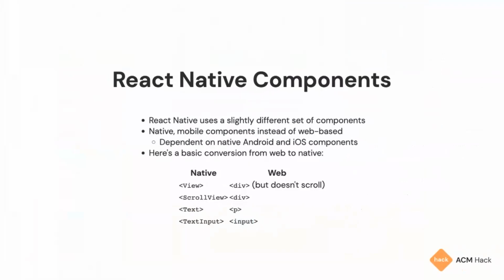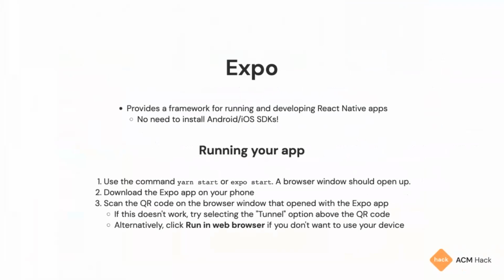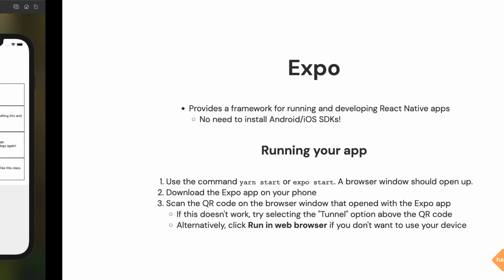And in terms of Expo, what we installed there, npm install -g expo, this provides a framework for running and developing React Native apps. So there's no need to install gigabytes and gigabytes of SDKs for Android and iOS. SDK means software development kit. So let's try running the starter code.